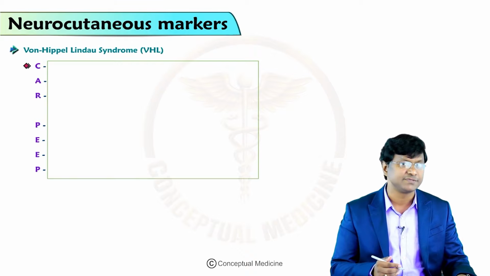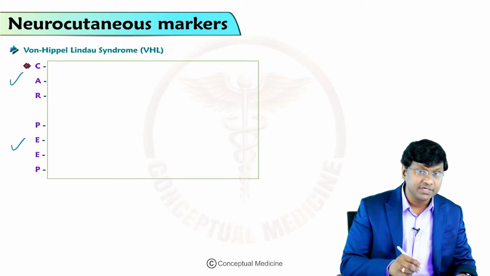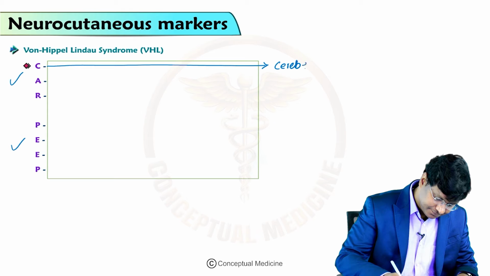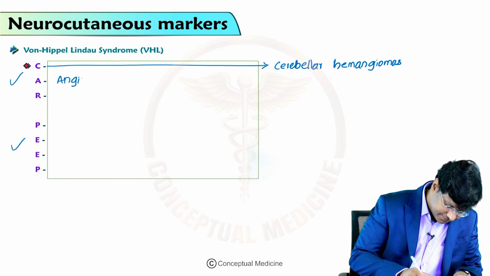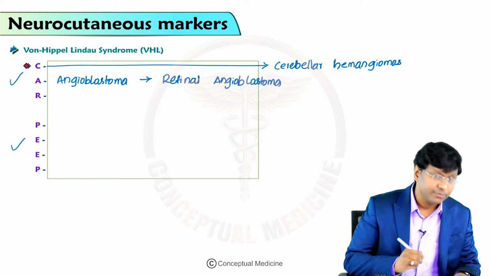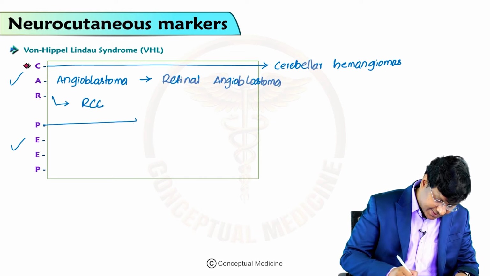Let me give you a mnemonic of the various manifestations or tumors. The mnemonic is CAR PEEP. You are peeping through a car, and the letter C stands for cerebellar hemangiomas. Then the letter A is angioblastoma, that is retinal angioblastoma. Then you take the letter R. R will be renal cell carcinoma, and the letter P is pheochromocytoma.